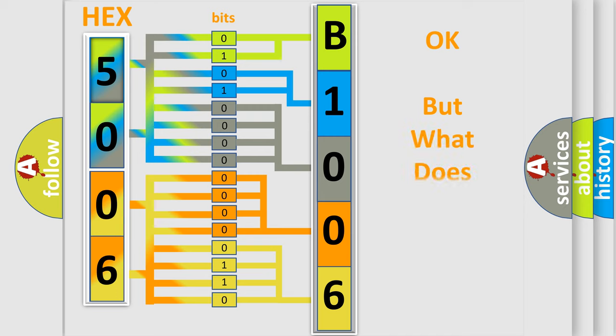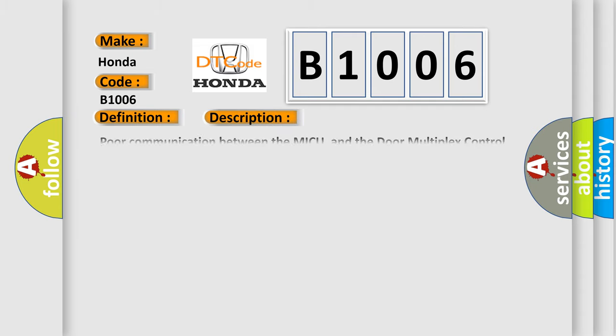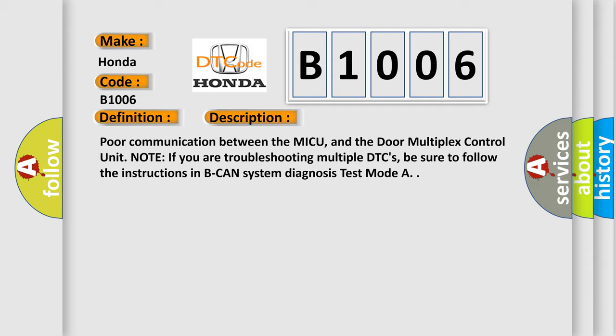The number itself does not make sense to us if we cannot assign information to what it actually expresses. So, what does the diagnostic trouble code B1006 specifically interpret for Honda car manufacturers? The basic definition is: MICU lost communication with door multiplex control unit, door lock switch message. And now this is a short description of this DTC code: poor communication between the MICU and the door multiplex control unit.